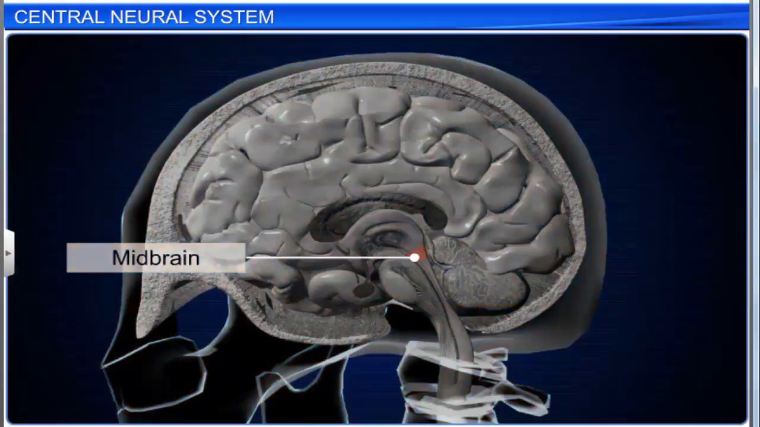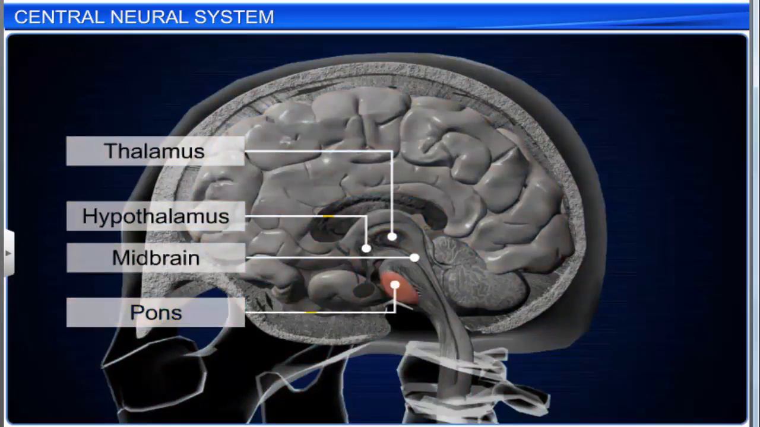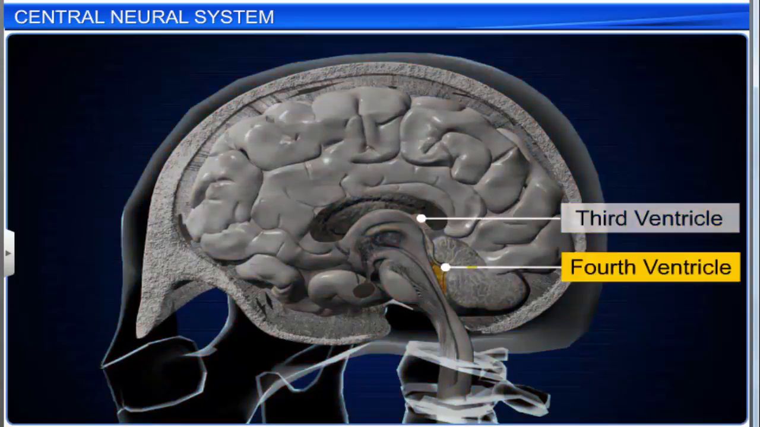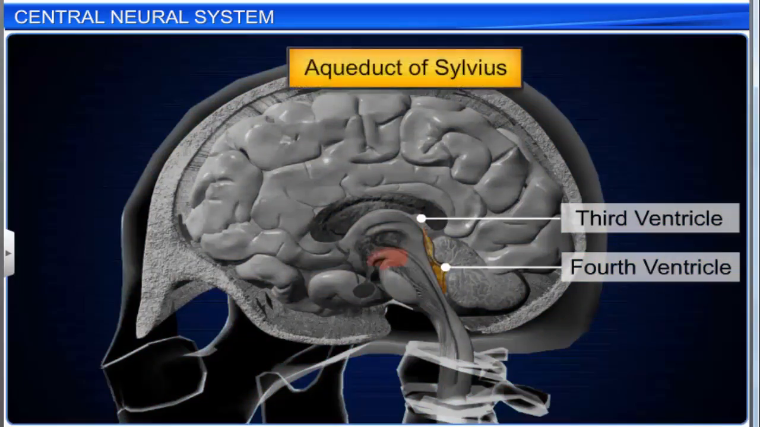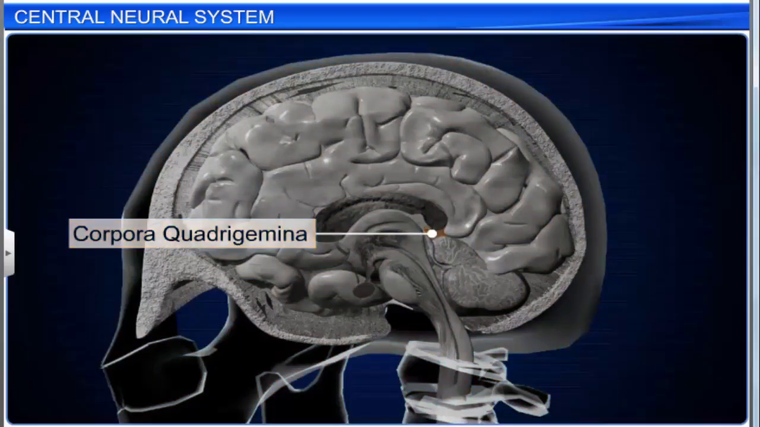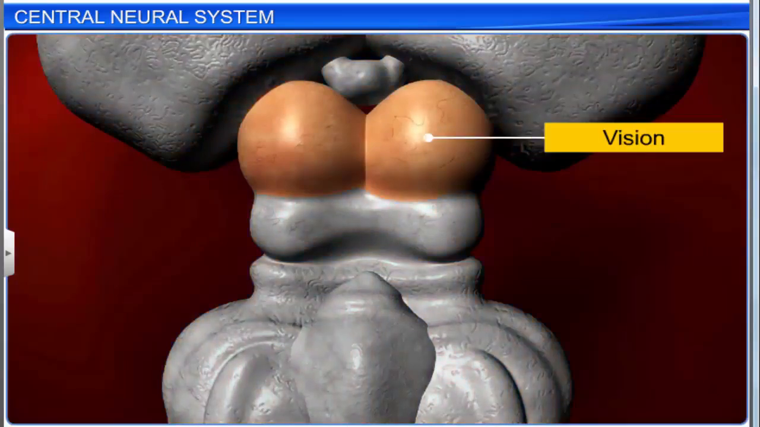The midbrain is located between the thalamus and hypothalamus of the forebrain and pons of the hindbrain. The cerebral aqueduct containing cerebrospinal fluid passes through the midbrain and connects the 3rd ventricle to the 4th ventricle of the brain. It is also called the aqueduct of Sylvius. The dorsal portion of the midbrain consists of 4 lobes called corpora quadrigemina. It contains reflex centers for vision and hearing.